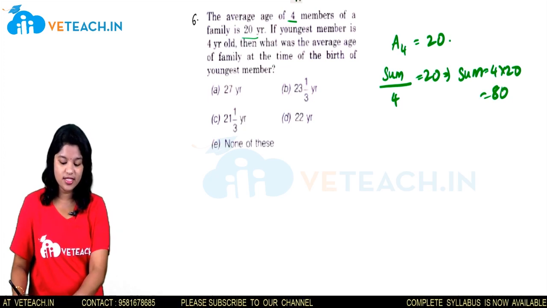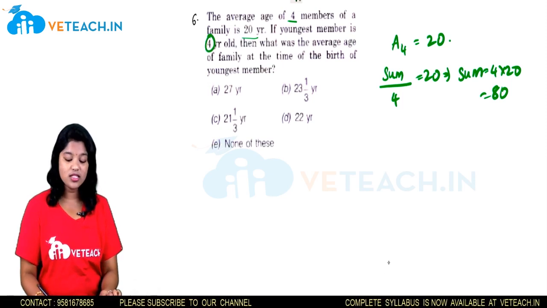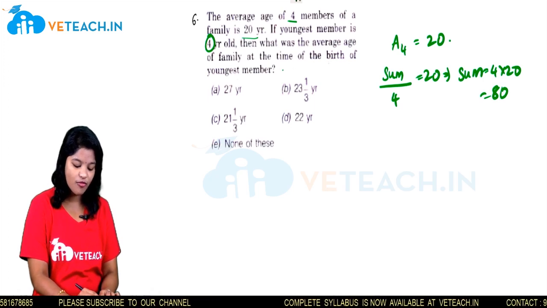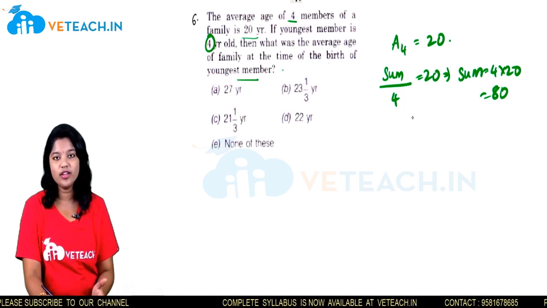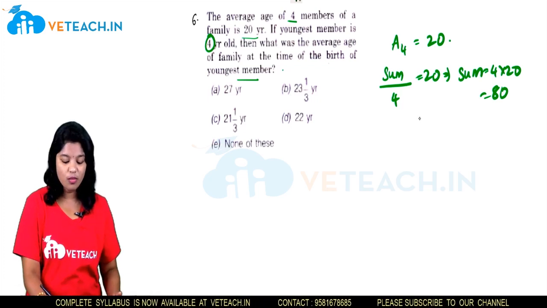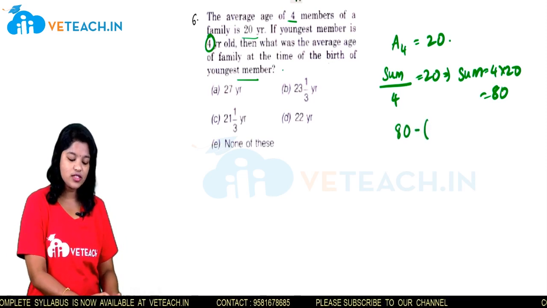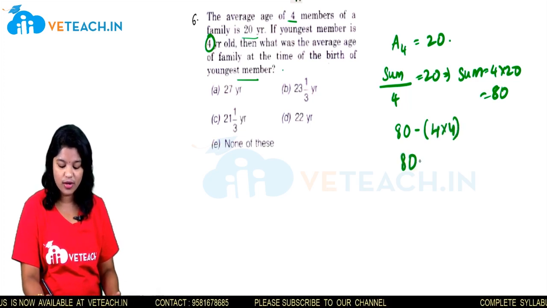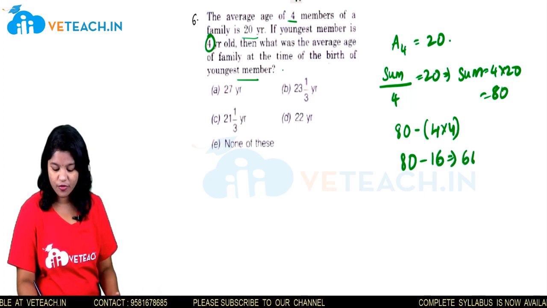So the sum of all their ages is 80 and the youngest member of the family is 4 years old. And they have asked us to find out the average age of the family at the time of birth of the youngest member. So at his birth means we have to go back 4 years. So 4 years before, the sum will be just 80 minus, we should exclude this member's age, that is 4 years into 4. That is nothing but 80 minus 16. So it will become 64 years.